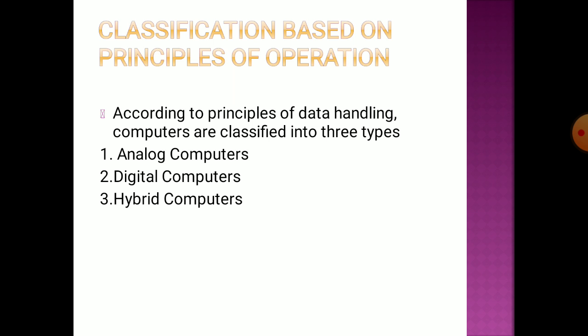So according to the principle of data handling, computers have been classified into mainly three types. The first one is analog computer, the second one is digital computer and the third one is hybrid computer. We'll study in detail first the analog computer, then the digital computer and then the hybrid computer.